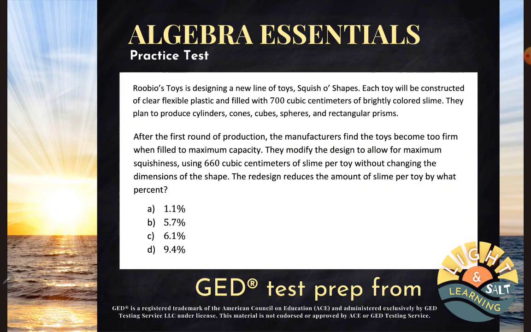After the first round of production, the manufacturers find the toys become too firm when filled to maximum capacity. Uh-oh. They modify the design to allow for maximum squishiness, using 660 cubic centimeters of slime per toy without changing the dimensions of the shape. The redesign reduces the amount of slime per toy by what percent?